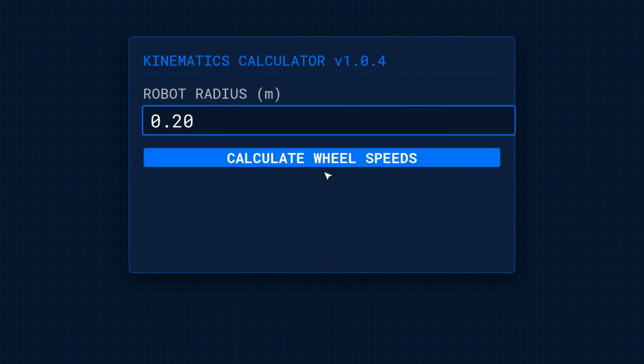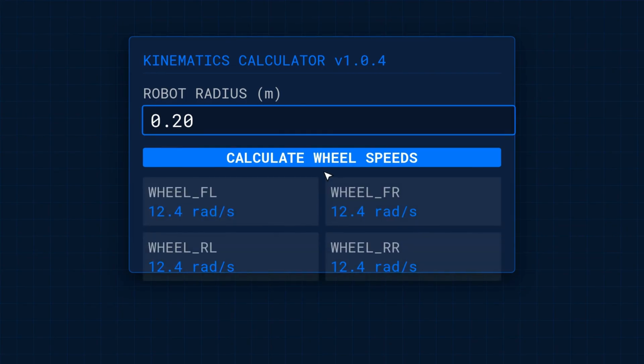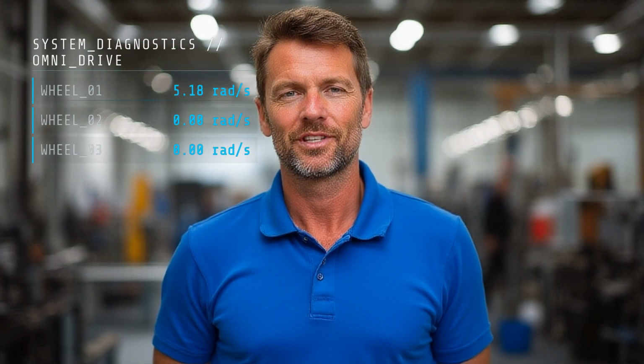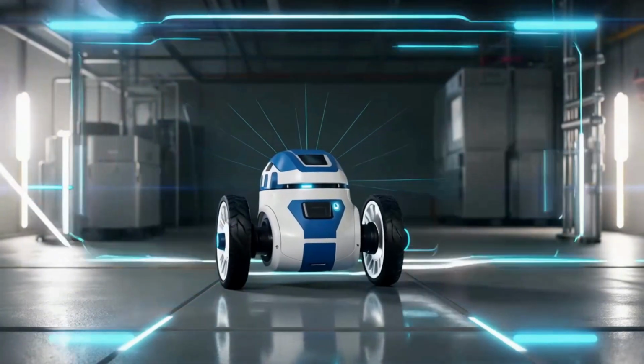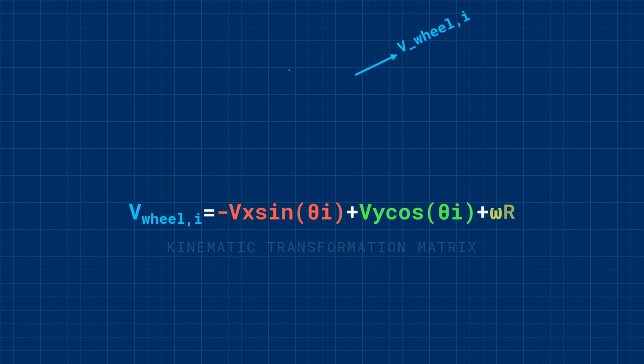After clicking Calculate Wheel Speeds, the results show the required rotational speed for each wheel. For a 3-wheel configuration, you'll see 3 wheel speeds that, when combined, produce your desired robot motion. These speeds account for the wheel angles and ensure coordinated movement. The calculator handles the complex trigonometry behind holonomic drive systems, converting your desired robot velocities into practical wheel commands.